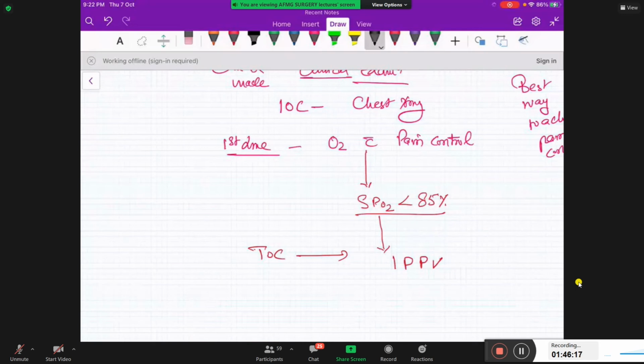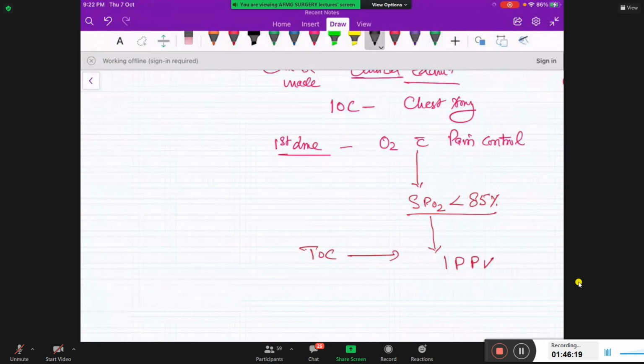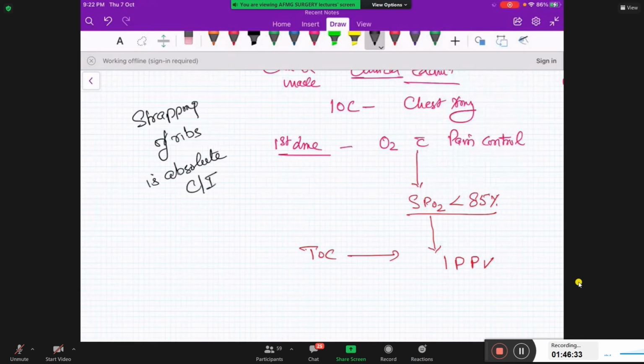Now, strapping of the ribs. Please note, strapping of the ribs is absolutely contraindicated in flail chest. What does strapping mean? Applying adhesive from sternum to vertebra. This is absolutely contraindicated. One should never do strapping of the ribs, and this will be a question in the exam also.